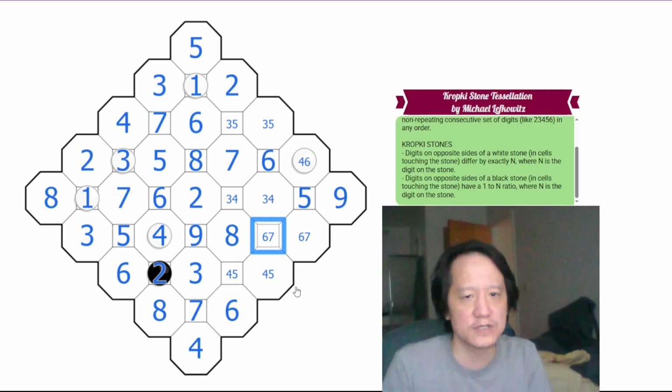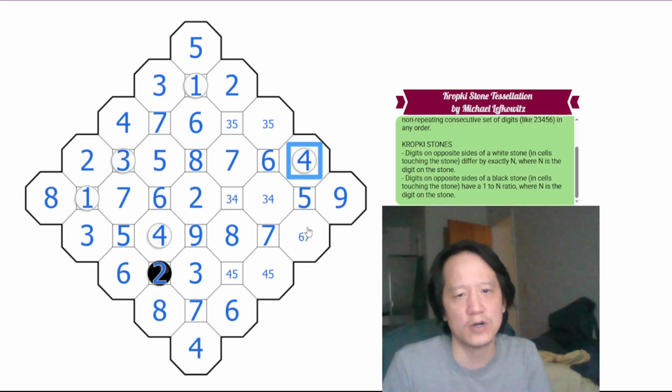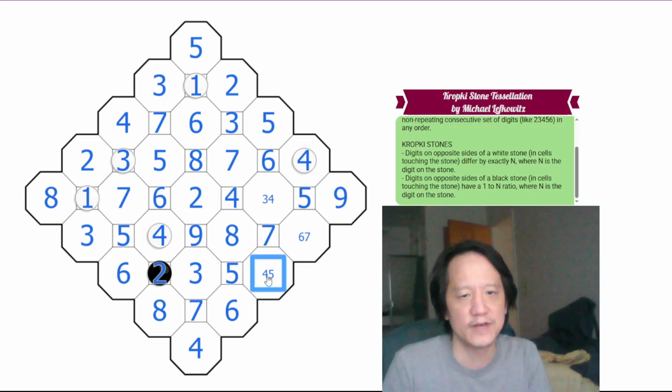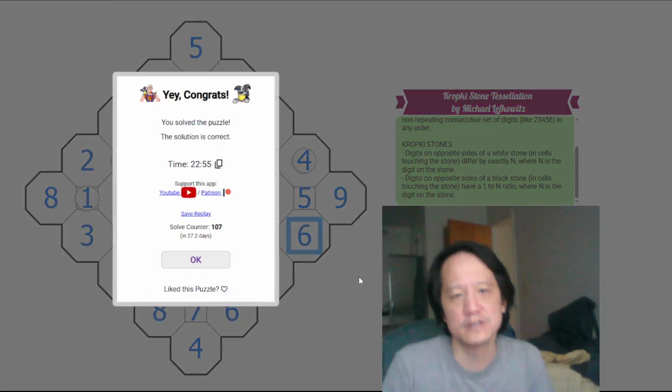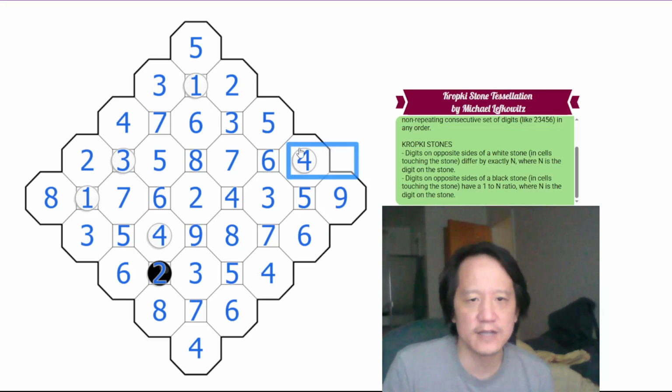So this is 6, which makes this 7. This 6 eliminates 6 here, so that's 4. This 4 is 4 away from 9, so this must be 5, which makes that 3, which makes this 4, which makes that 5, 4, 3, and this must be a 6. And that's a solution to it.